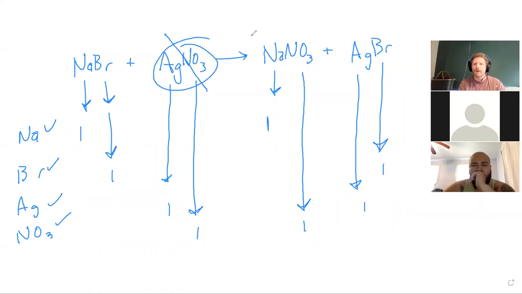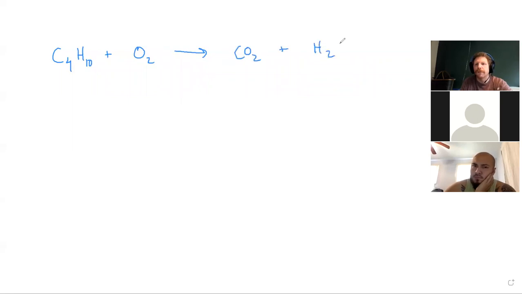Okay, thank you very much, Sakura. I'm going to go ahead and clear my drawings. And now I'm going to go on to what would be question number 14. Well, question number 14 gives you C4H10 plus O2 yields CO2 plus H2O.